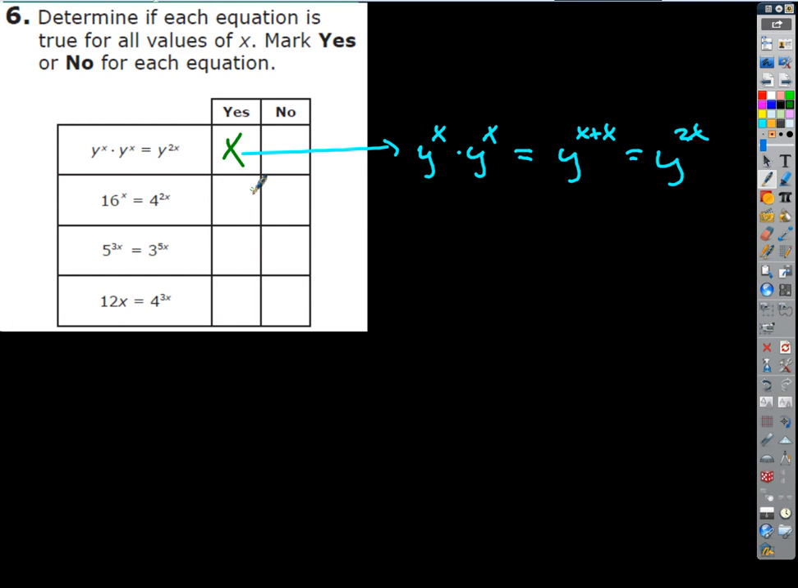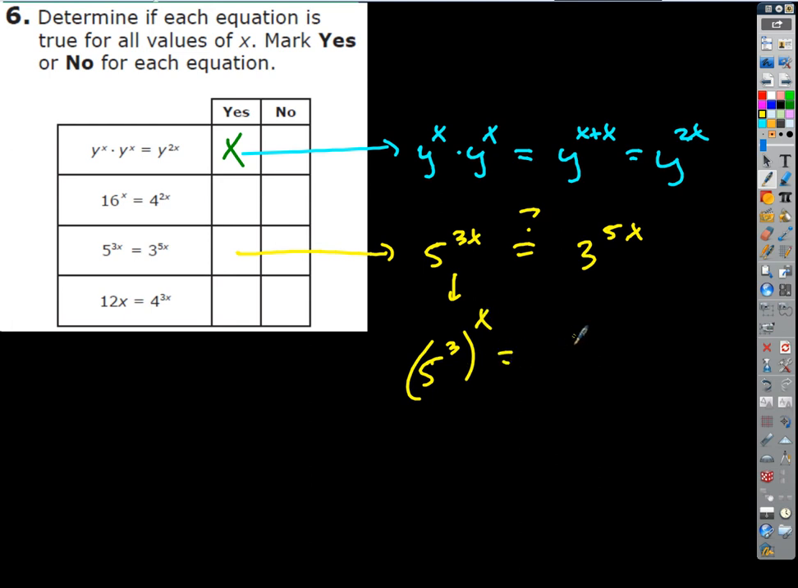Okay, how about this guy down here? So I get 5 to the 3x. Is that equal to 3 to the 5x? Well, think about what this could be. If I take 5 to the 3x, that's the property we get when we take a power to a power. When I take a power to a power, I multiply the exponents, correct? So that's the same thing as saying 5 cubed to the x.